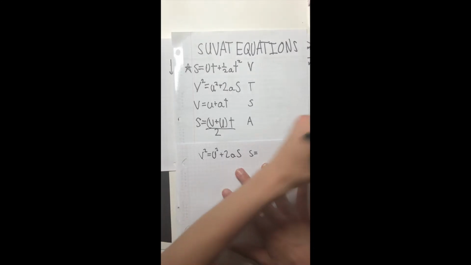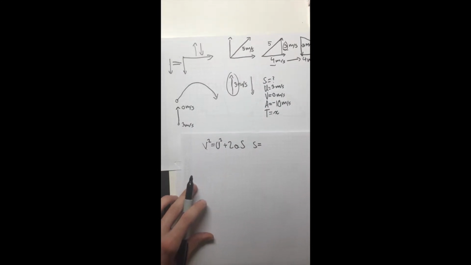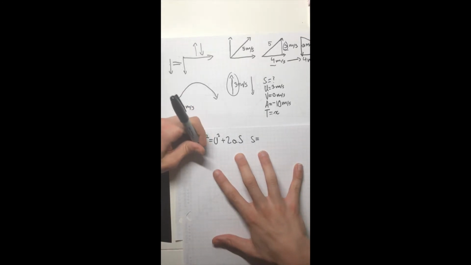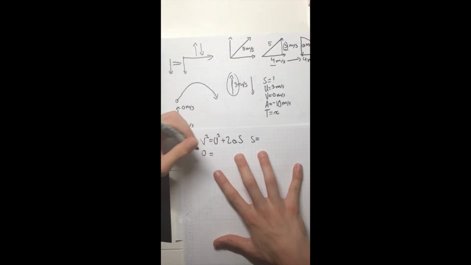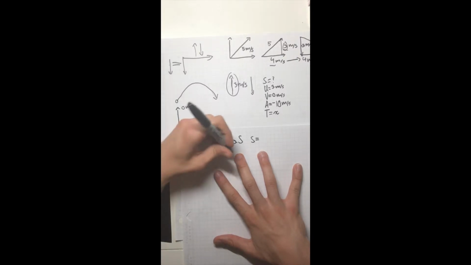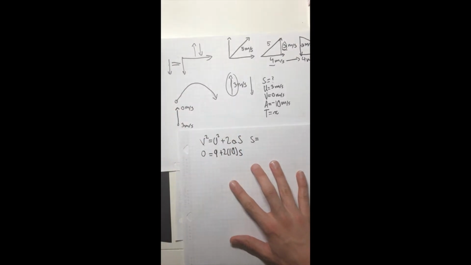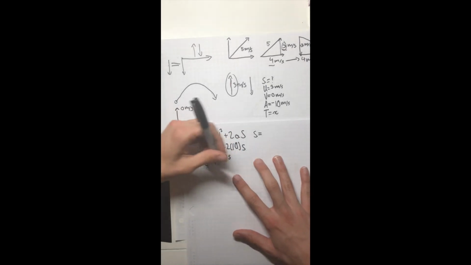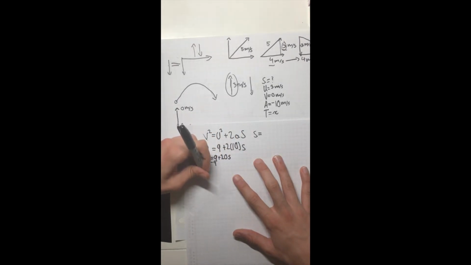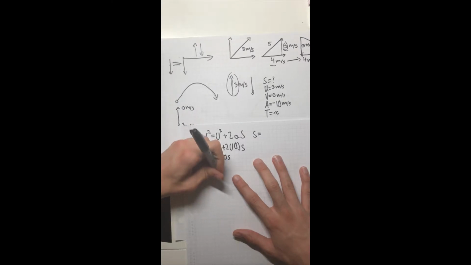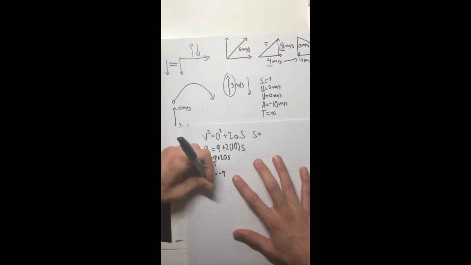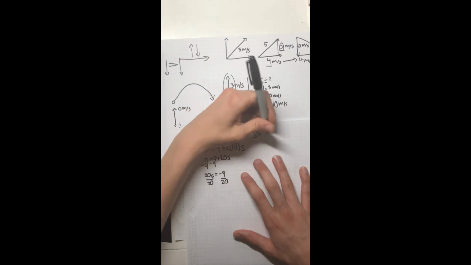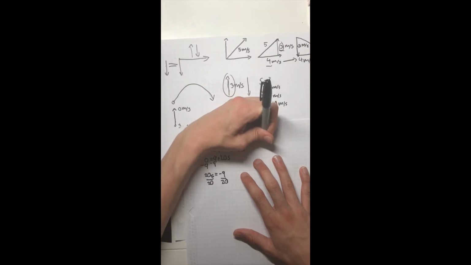V squared is just going to be 0. And then u squared is going to be 9 plus 2 times 10 times s. So far, what we have is 0 is equal to 9 plus 20s. Then we can just subtract the 9, and we're left with 20s equals negative 9. Divide out the 20, and we're left with s is equal to negative 9 divided by 20.